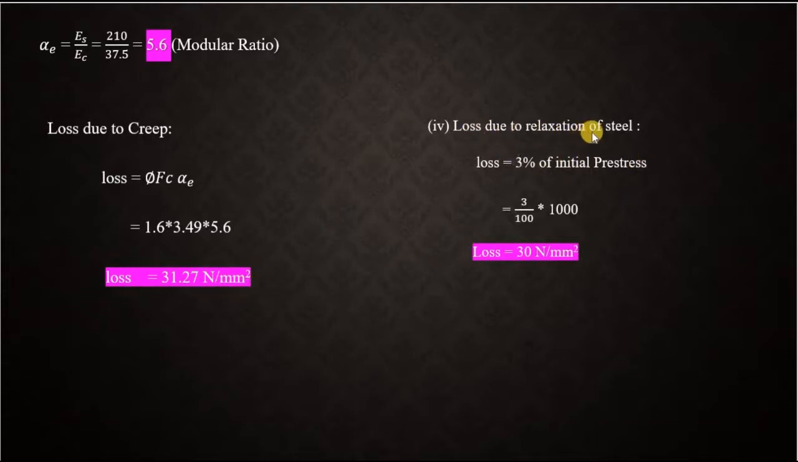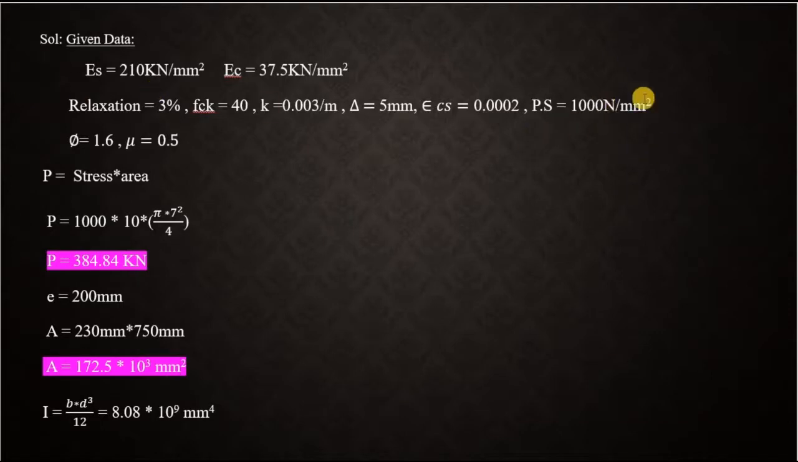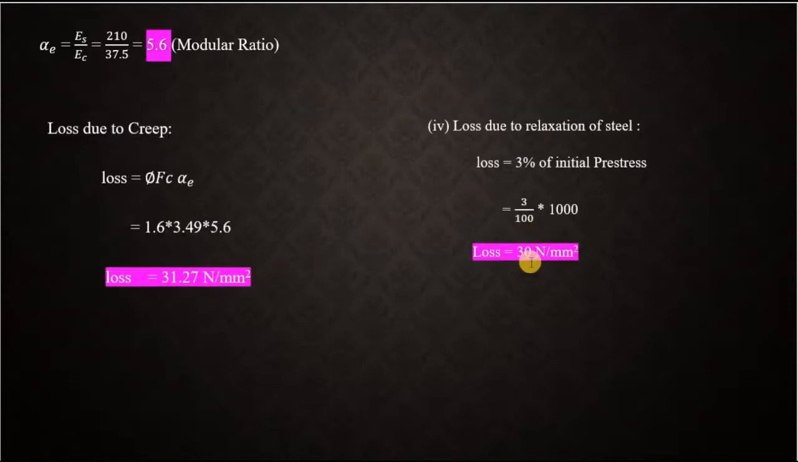Next is the loss due to relaxation of steel. In the question itself, they have given the relaxation of the steel as 3%. So consider that loss equal to 3% of the initial pre-stress. So 3 by 100 into the initial pre-stress value, which they gave as 1000 Newton per mm square. Let me check. Yes, the initial stress is 1000. So you will get the loss as 30 Newton per mm square.